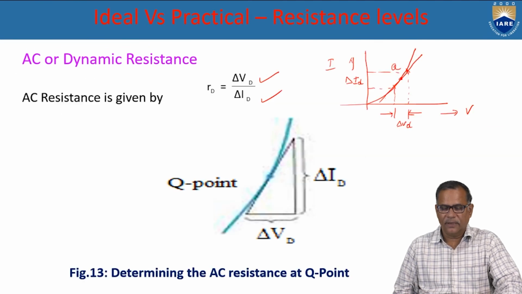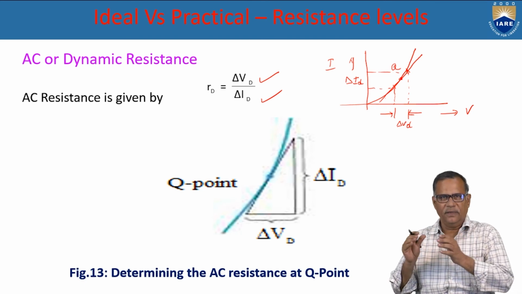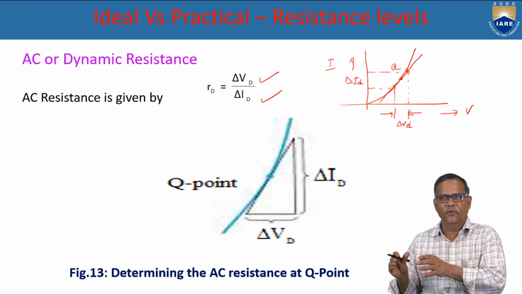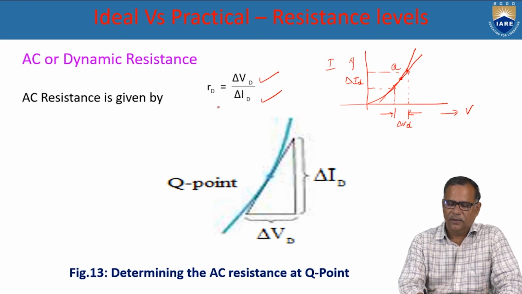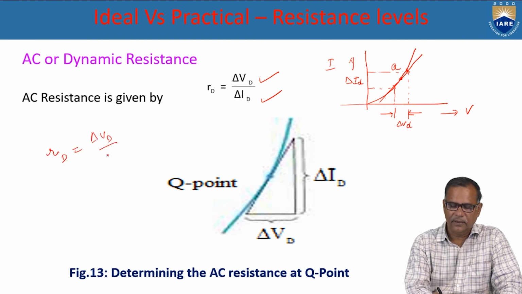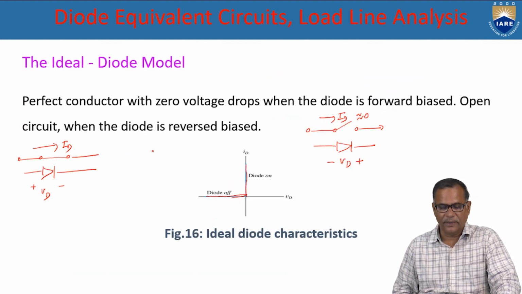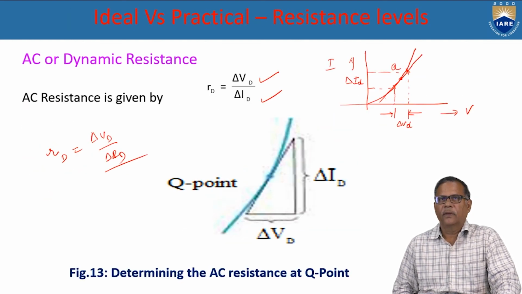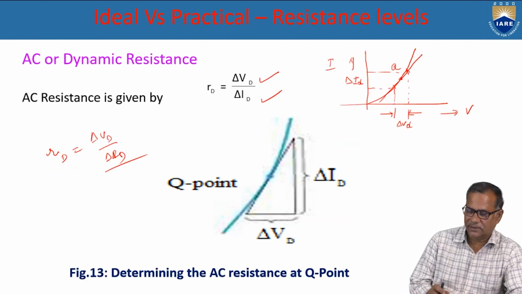And AC or dynamic resistance, as I have already explained, we take the variation in current for a small variation in the applied voltage. So those two things we note down, and the AC or dynamic resistance RD is calculated as delta VD by delta ID. And there is another way of calculating the AC or dynamic resistance. How we calculate is like this.